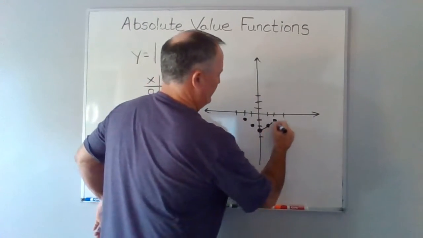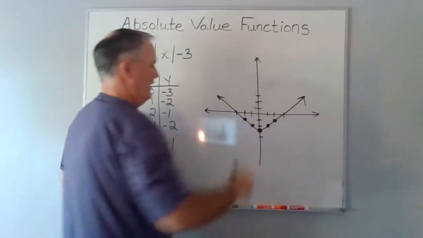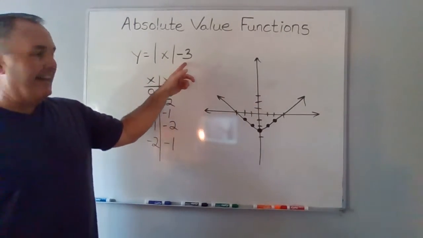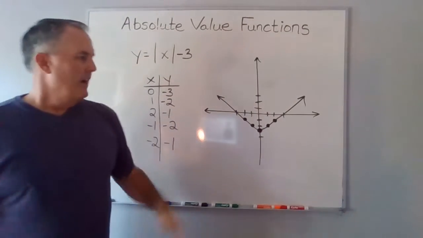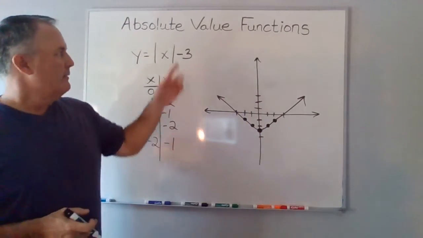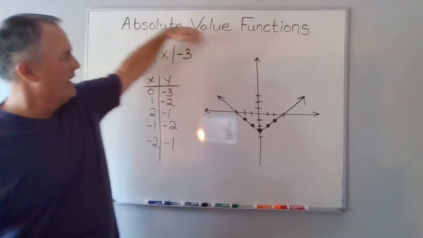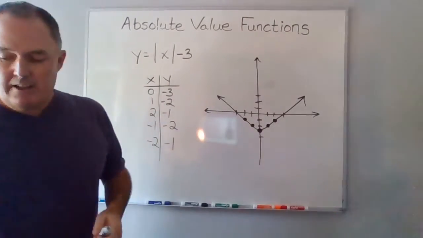All right, so the only change here is that we've gone down 3. So anything on the outside of the absolute value bars or vertical lines will determine whether we go up or down the y-axis. Based on if it's a plus, it would go up like in the plus 2. If it was a minus, it would go down 3. All right, let's try something else.